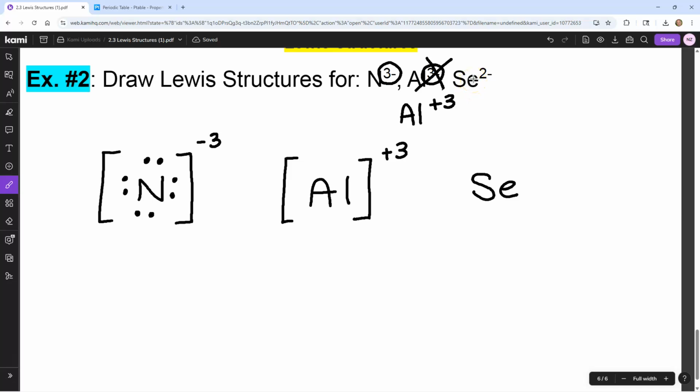Selenium has a charge of -2. So it's gaining electrons, so it's going to have all 8 dots. We're going to put it in brackets, and then it will get its charge written on the outside, which is -2. So you will either have all 8 electrons, such as nitrogen and selenium, or you will have no dots if you're an ion, like aluminum, which was a metal. It lost electrons. And that's it. That's how you draw Lewis structures.